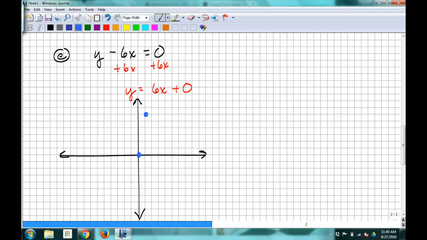Because it's positive, it's a positive 6, and you're going to go, the up is positive, and then right 1 would be positive. Because if you write it as a fraction, 6 over 1. Remember, we want to think about that as a fraction every time anyway. Okay, and then we've got our line drawn there.